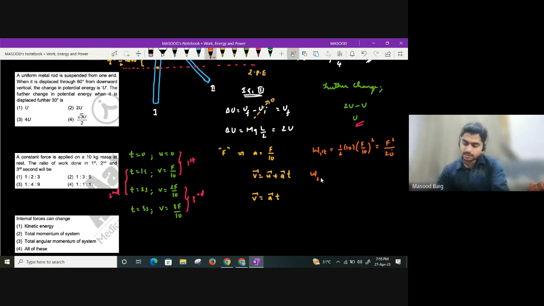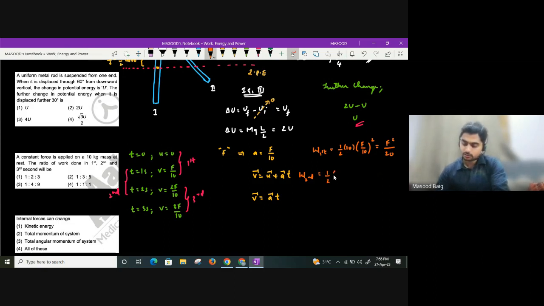What is work done in the second second, beta? Very important. Second second means initially it is starting with this speed, and now it has this much speed. What I will write? Half into 10 into, finally the speed became 2F by 10 whole square, minus... I'll just write it towards the left side, guys. So what is the work done in the second second now? Second second means from 1 second to 2 seconds, guys.